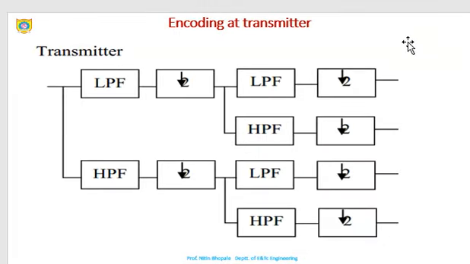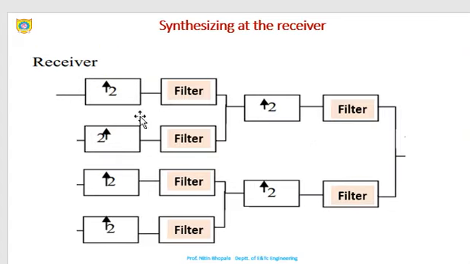Now the encoding at the transmitter can be easily explained here. This is the summary of the earlier blocks. In short, a low pass filter and a high pass filter will be used, and a downsampler will be used. These down arrows indicate the downsampler. Then again it is passed through the filters and again downsampled. This is regarding the transmitter. This one is regarding the synthesizing at the receiver. Whatever signal we got will be upsampled, then filtered, upsampled and filtered again.